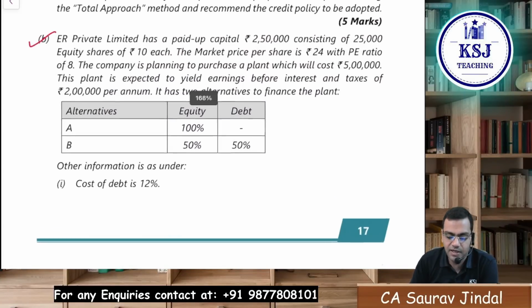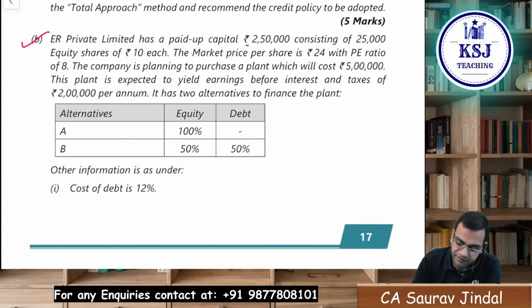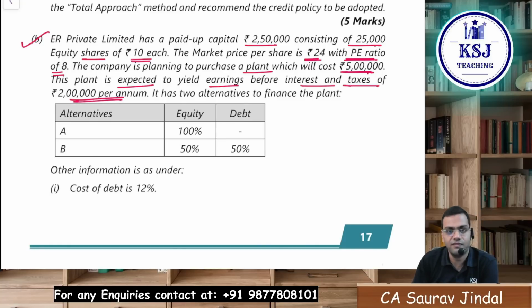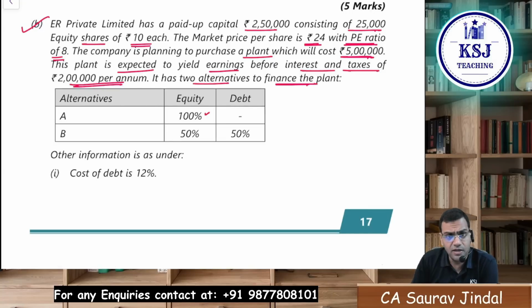ER Private Limited has a paid up capital of rupees 2,50,000 consisting of 25,000 equity shares of rupees 10 each. The market price per share is rupees 24 with a PE ratio of 8. The company is planning to purchase a plant which will cost rupees 5 lakh. The plant is expected to yield earnings before interest and taxes of 2 lakhs per month. That is, from this plant we are expecting this much EBIT. It has two alternatives to finance the plant. Alternative A: 100% equity, alternative B: 50% equity, 50% debt.